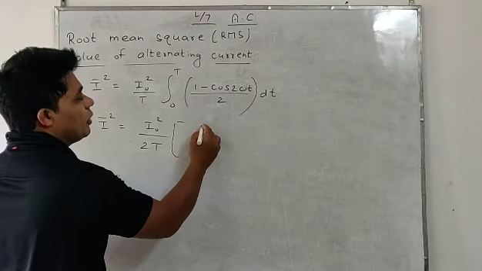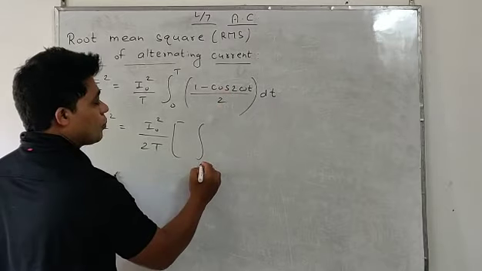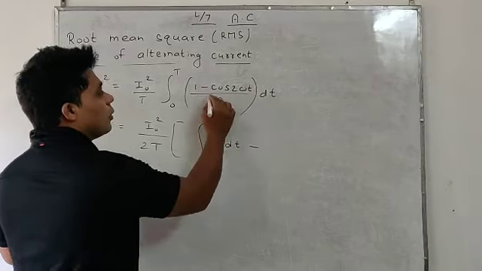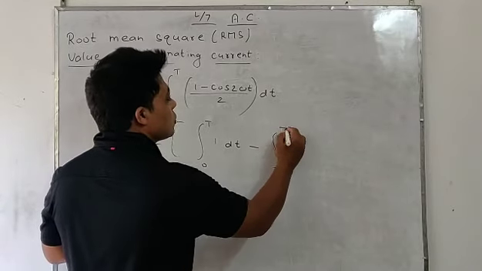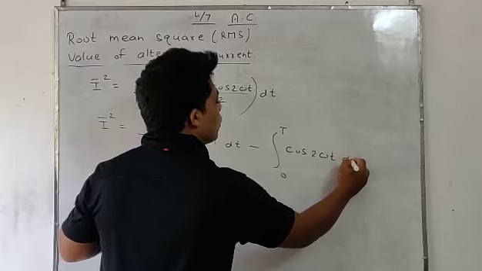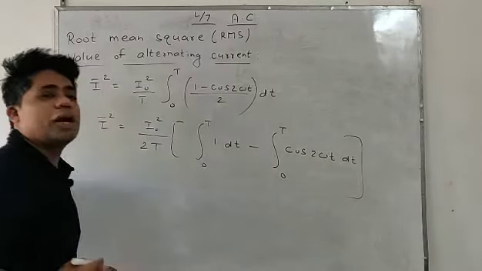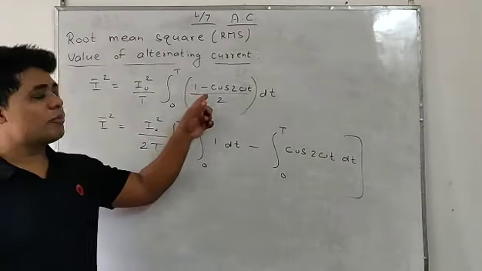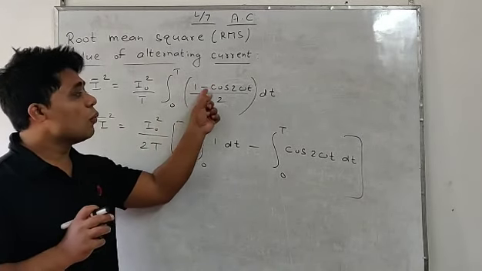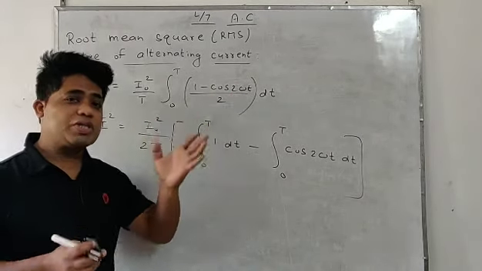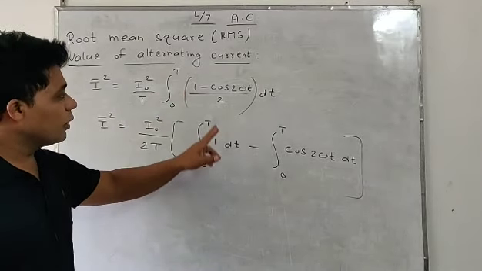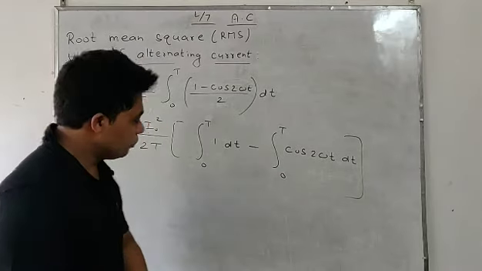And separately we will integrate 1 and cos 2 omega t: 0 to T, 1 into dt, minus 0 to T, cos 2 omega t into dt. What I did, students, generally I applied the formula. Instead of sin square omega t I have written 1 minus cos 2 omega t by 2, that is the formula. And separately 2 comes outside, and separately we will integrate 1 and cos 2 omega t.